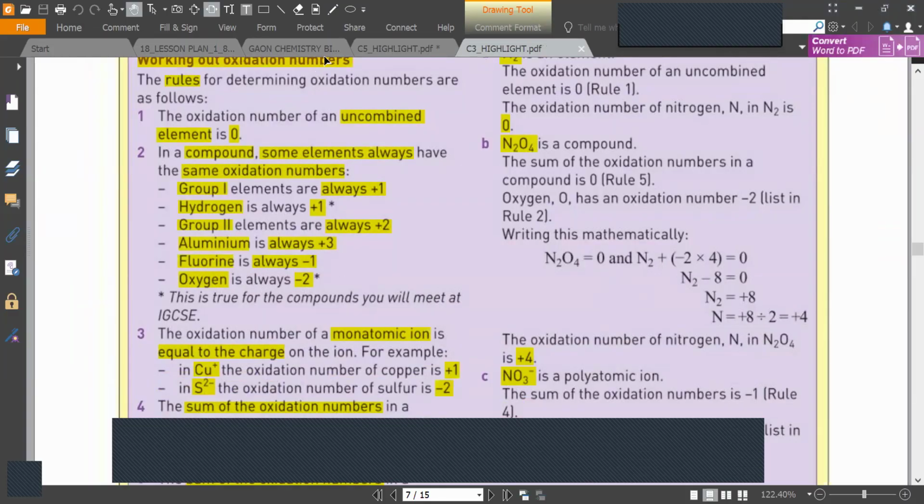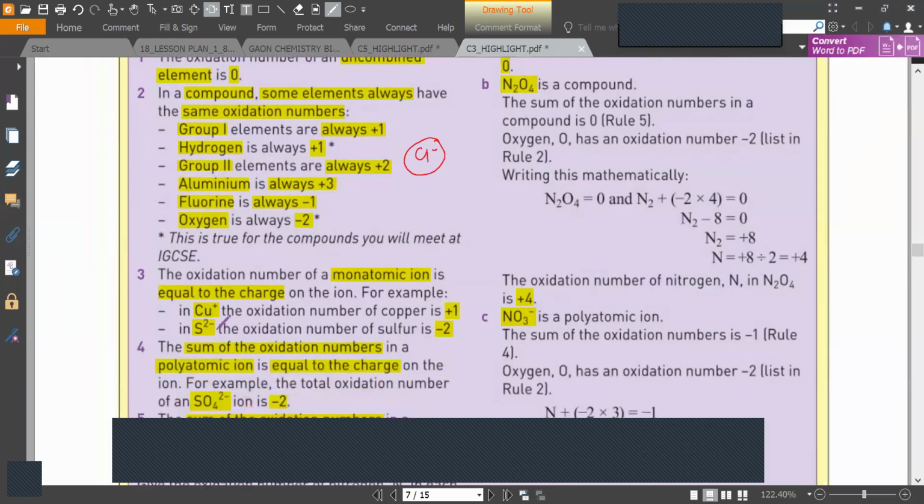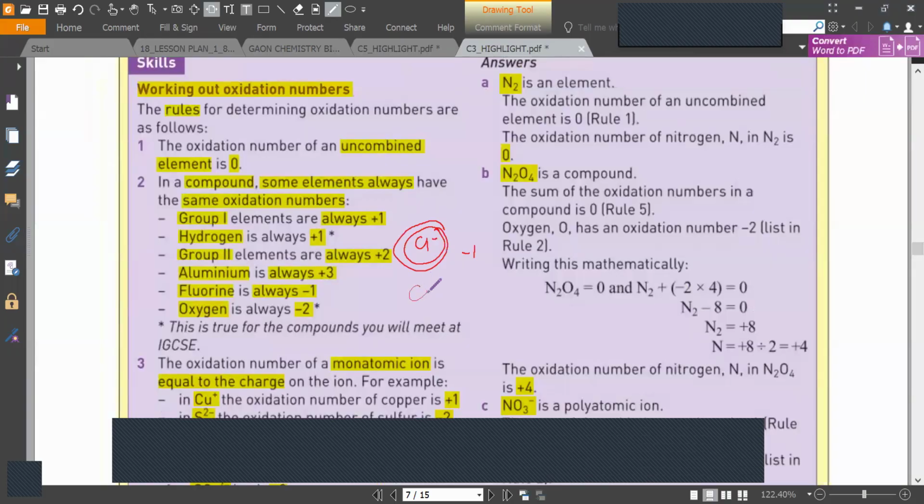Just now, our chloride ion is -1. If we have a charge of -2, the oxidation number will be -2. So the chloride is -1, so the oxidation number will be -1. After we remove the electron, it becomes chlorine 0 because we return back to the element. If you cannot remember, you can come back to refer to how we determine the oxidation number.